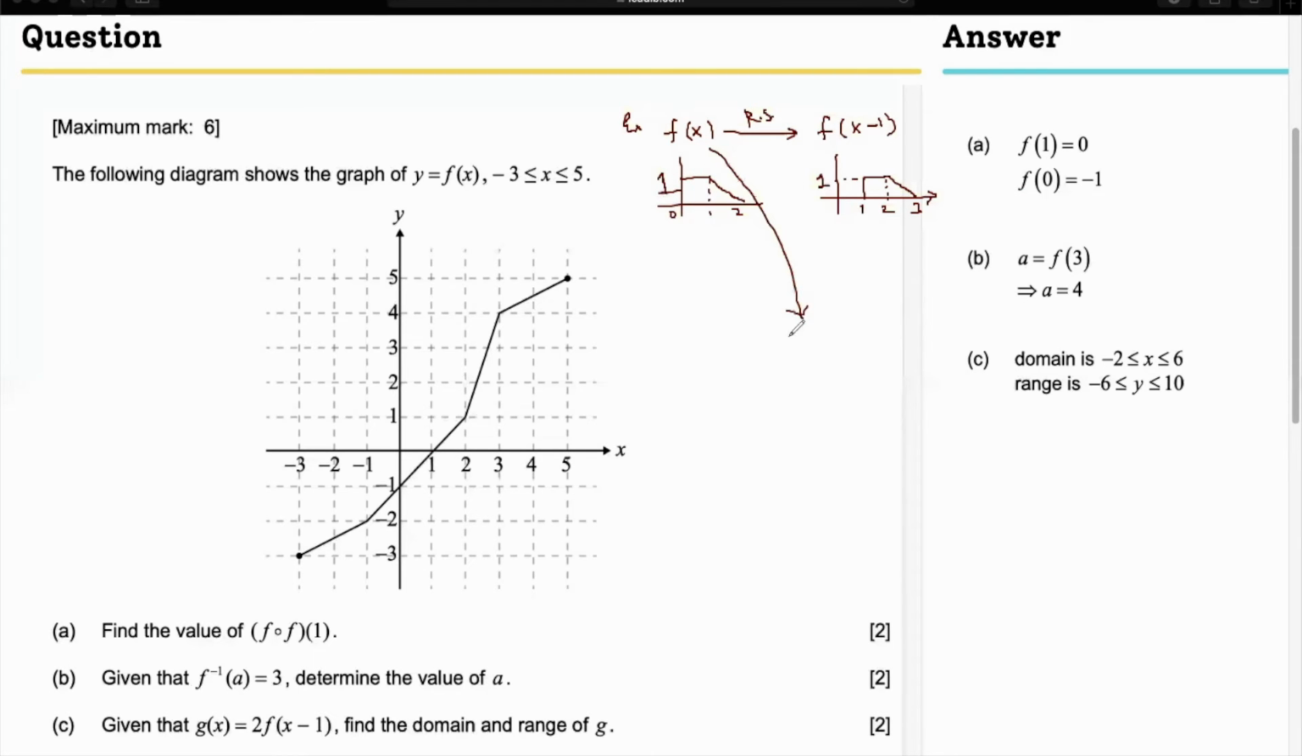Now, if you want to do 2 times f of x, this is just going to be a taller function. It's going to go like this. The x values are not going to change. They're just going to stay 0, 1, and 2, but the y values will get doubled because we multiplied by 2. The function has doubled. This was 1 previously, which has become 2 right now.